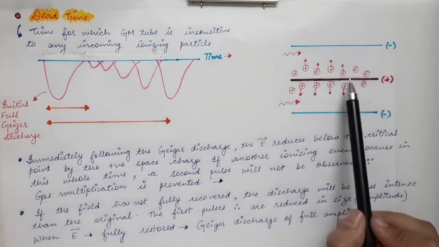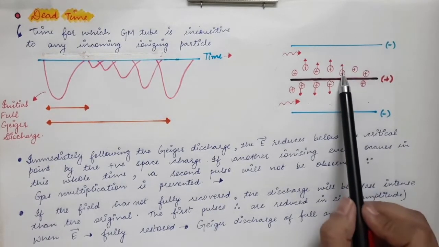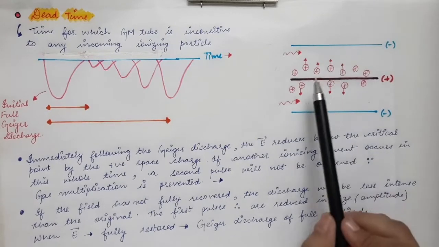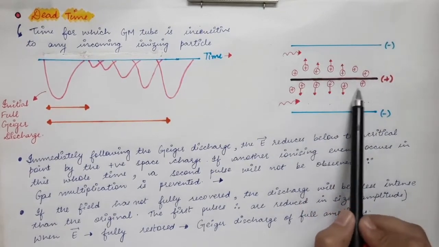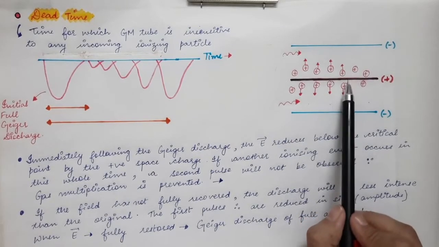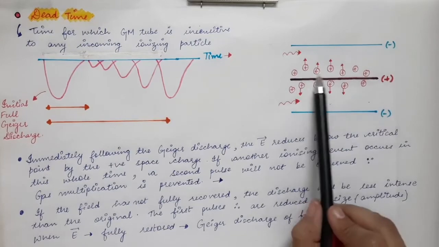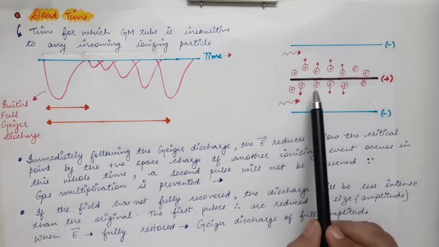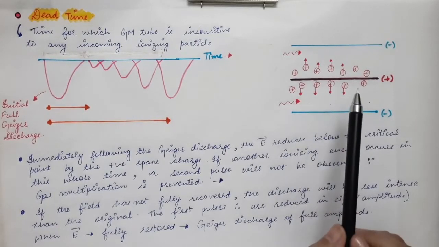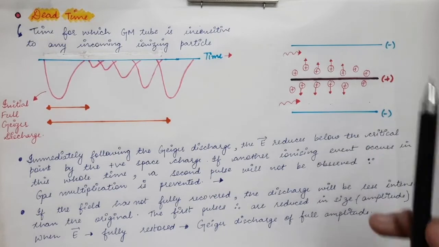But after a certain time, when these positive ions are drifting towards the cathode and are accumulated around the anode wire, the electric field reduces, which leads to the termination of the Geiger discharge. So the electric field reduces and hence no other ionizing particle gets detected in the GM tube.